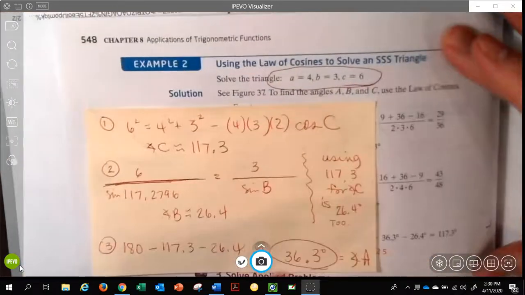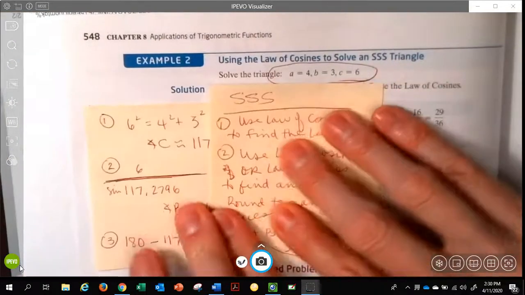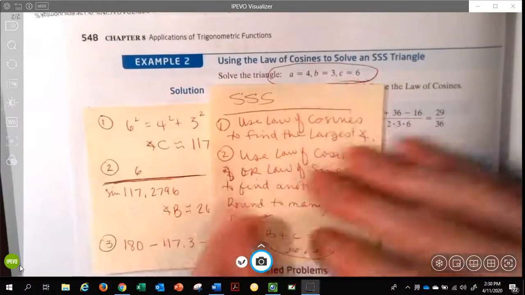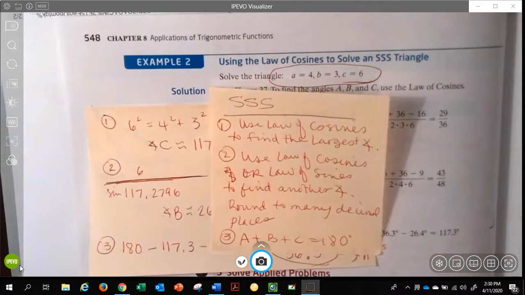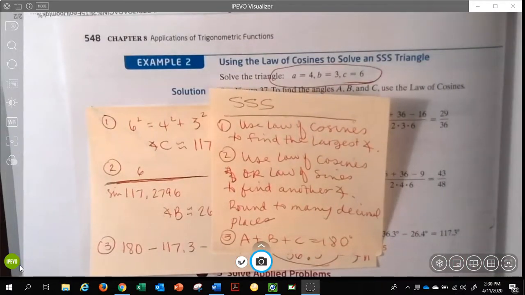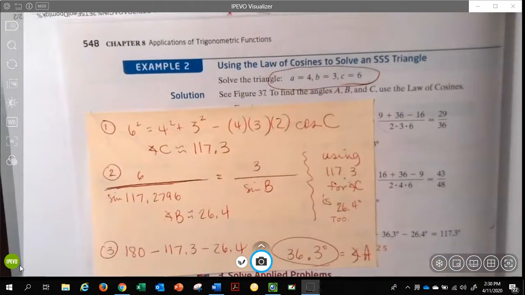And when you first look at example two, you notice, well, voila, side, side, and a side. Oh, that's the one I'm going to use law of cosines. That's case four. No, I'm not going to ask you to tell me, ooh, that was case four. You got to know which one I use when I've got a side, side, side.